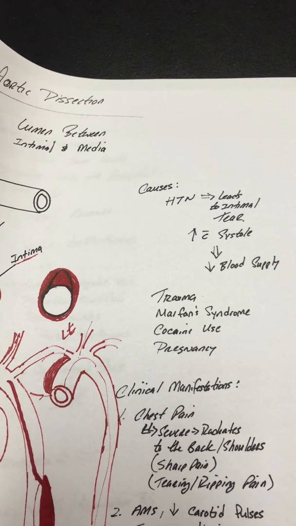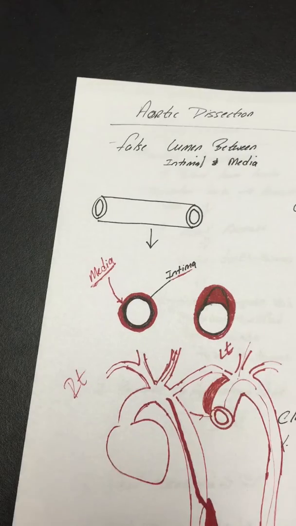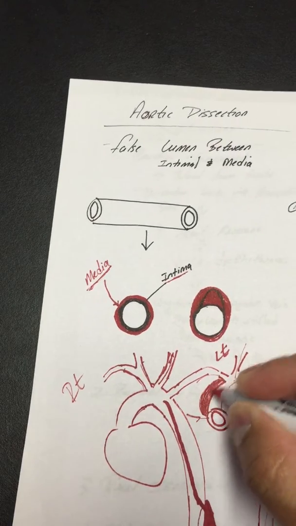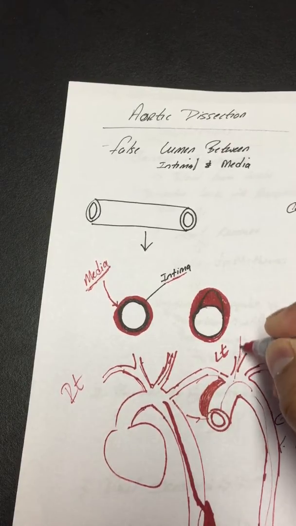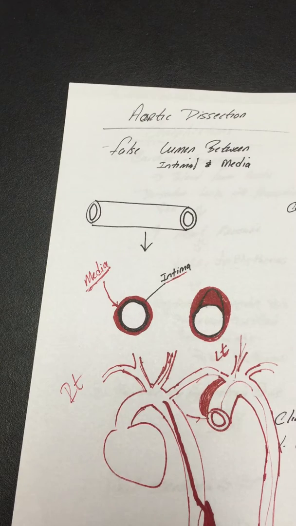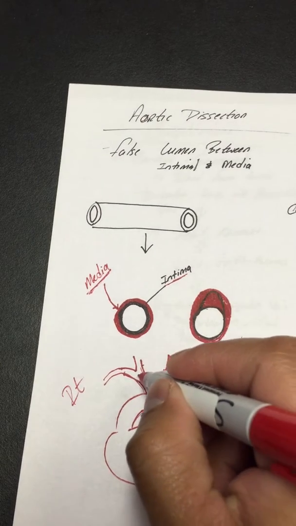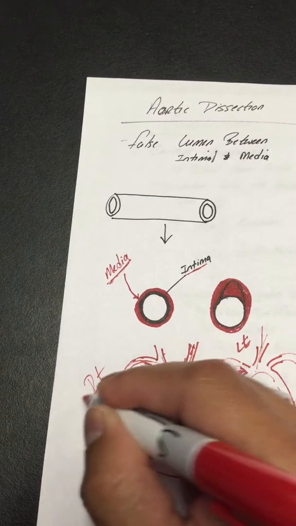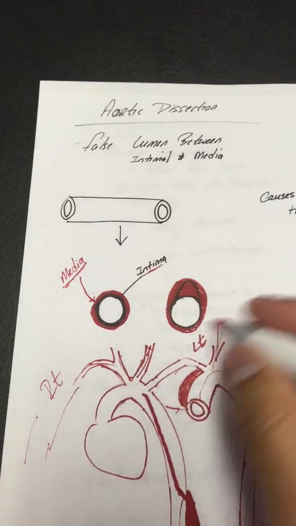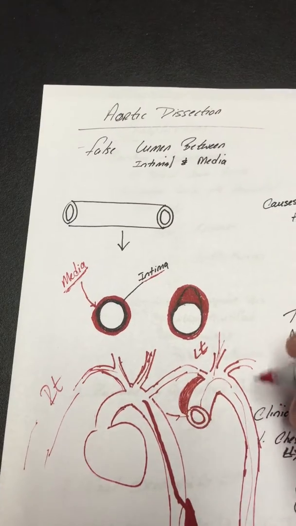Now again, depending on the size and the location of the dissection, this will decrease the amount of blood supply to that area. Again, we talked about here, if it is in the ascending portion, typically the carotid arteries, the arteries that take blood to the brain, will be affected. Here we have the right subclavian. This is going to go into the arms. Okay, this would be the right arm, this would be the left arm.